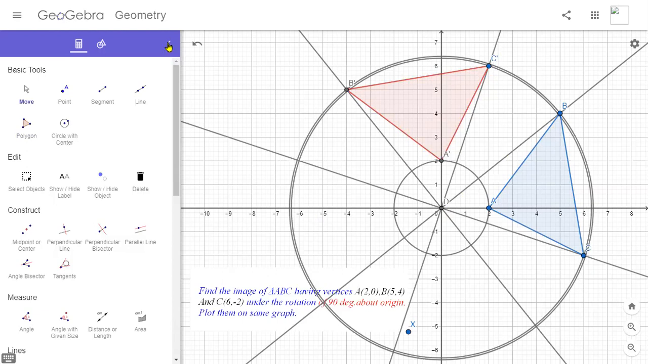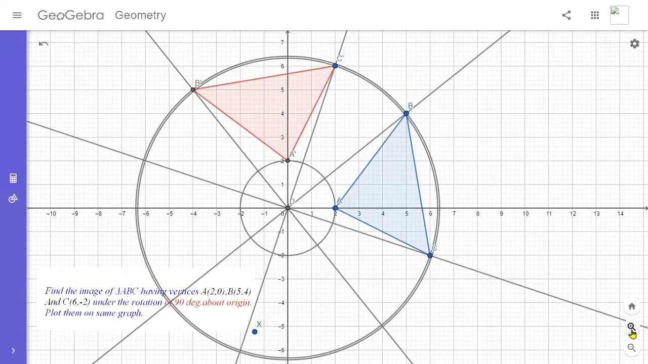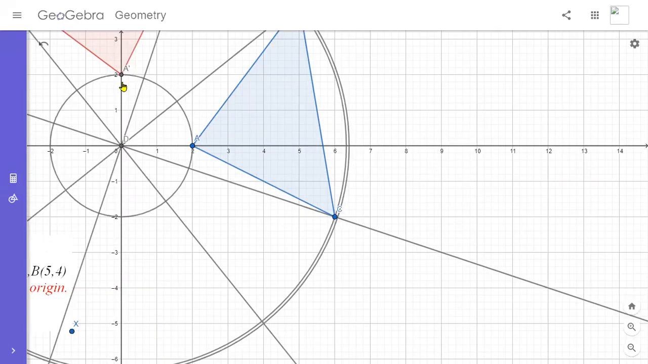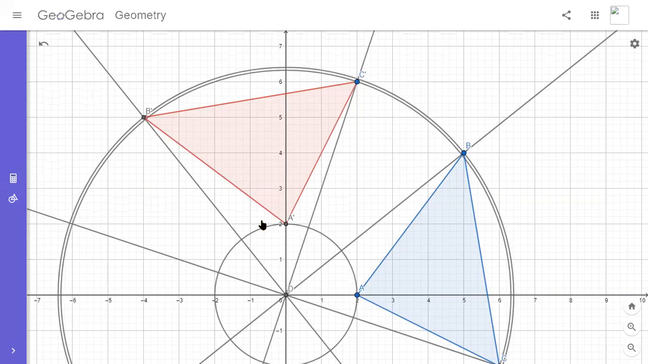Okay, let me zoom in a little bit here to find the coordinates of this. Let me find out the coordinates of these image points. The coordinate of A prime is 0 comma 2, and that of B prime is negative 4 comma positive 5, and the coordinate of the point C prime is 2 comma 6.